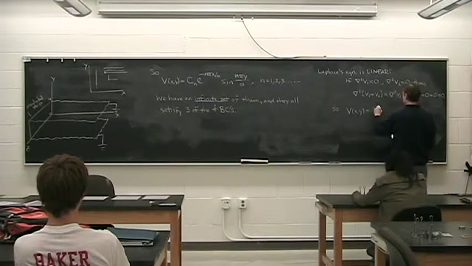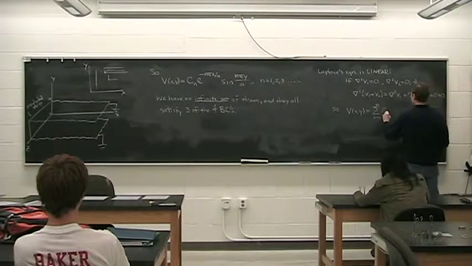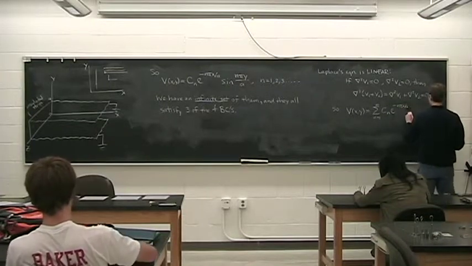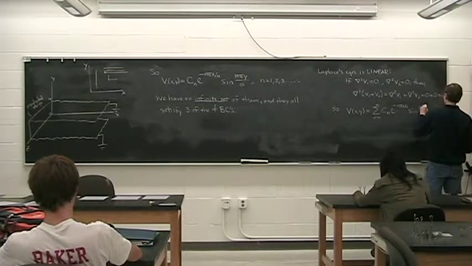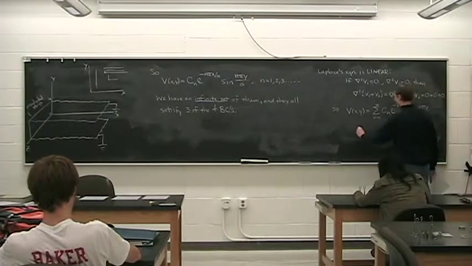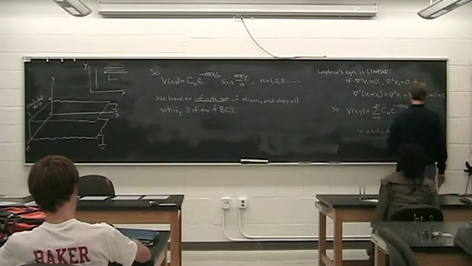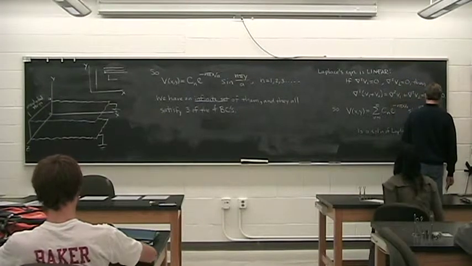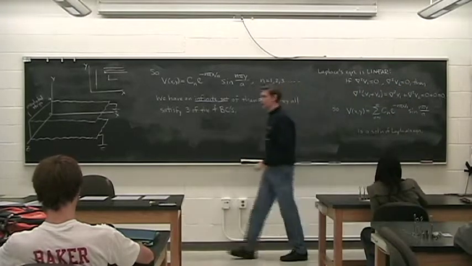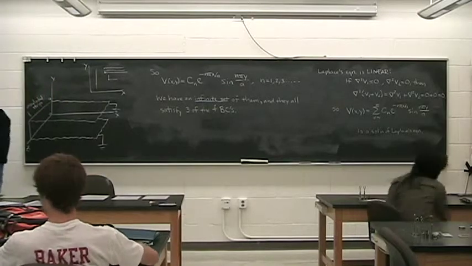So in other words, v of x, y, being the sum from n equals 1 to infinity of Cn e to the minus n pi x over a sine n pi y over a, is a solution of Laplace's equation, because each term is a solution of Laplace's equation. So after you go chat with Linné, we'll apply that principle to actually solving our original problem.